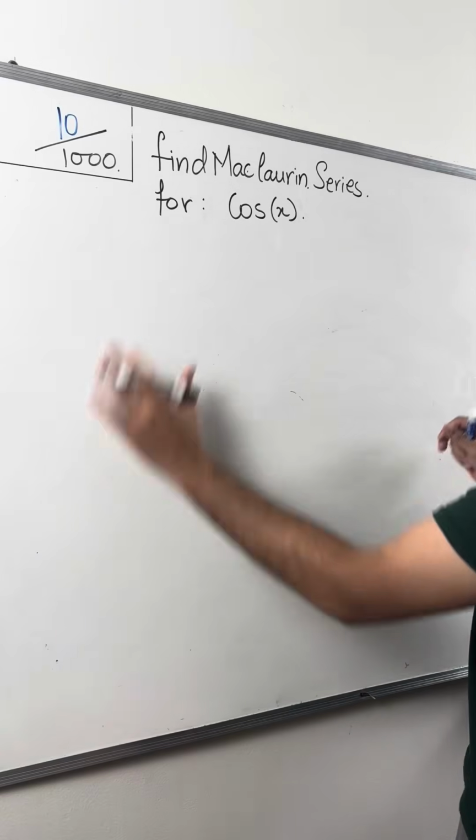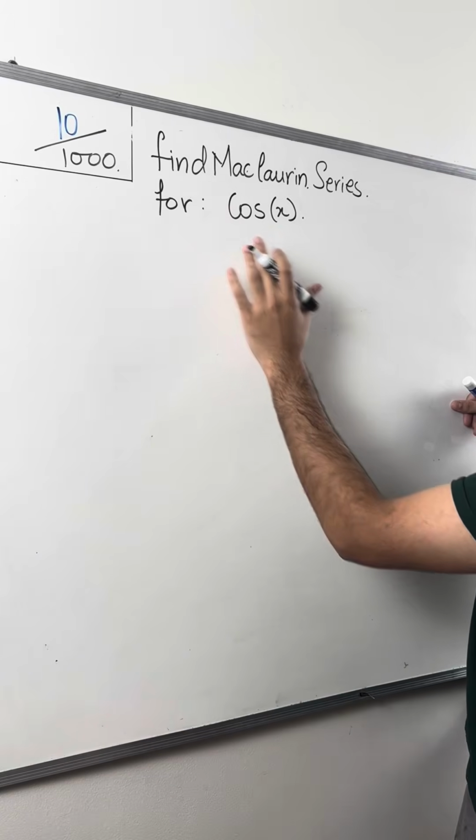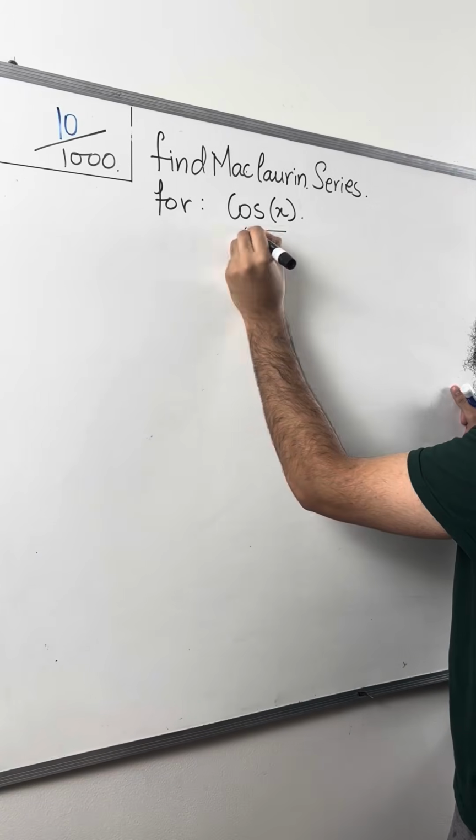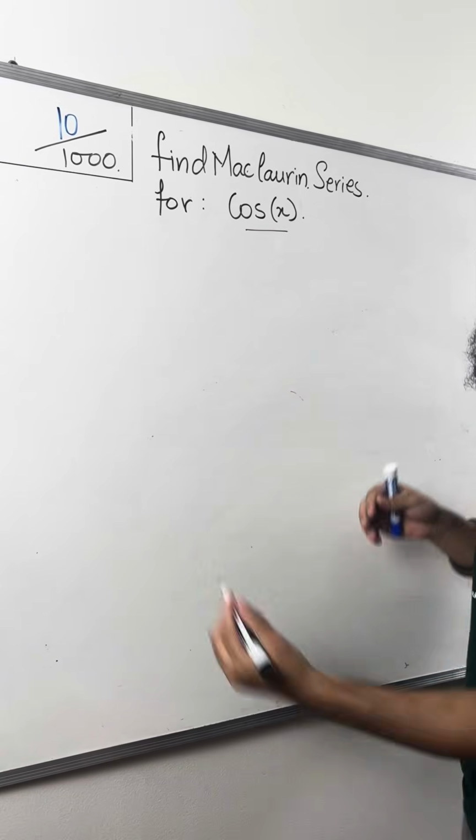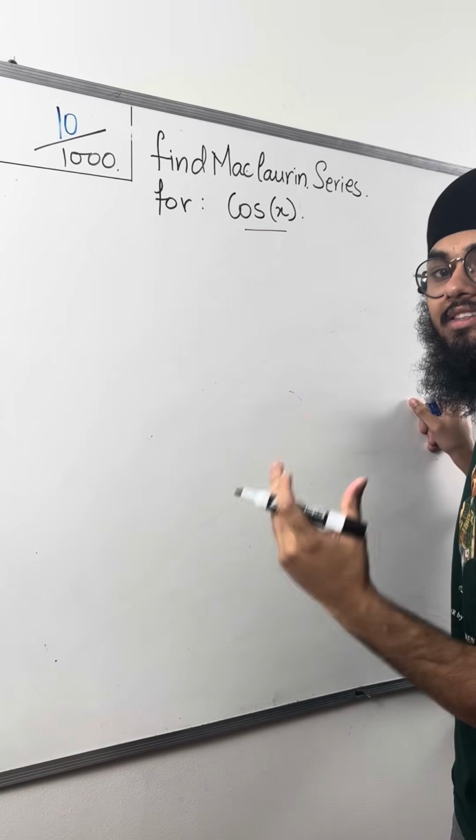This is question number 10 of 1000. So today, let's find the Maclaurin series for cos of x. Maclaurin series is basically a Taylor series centered at 0.